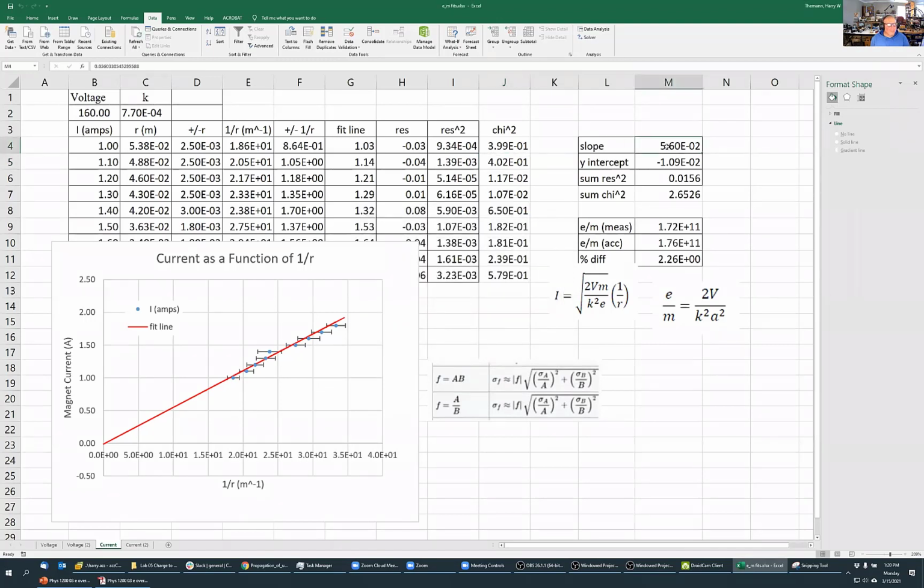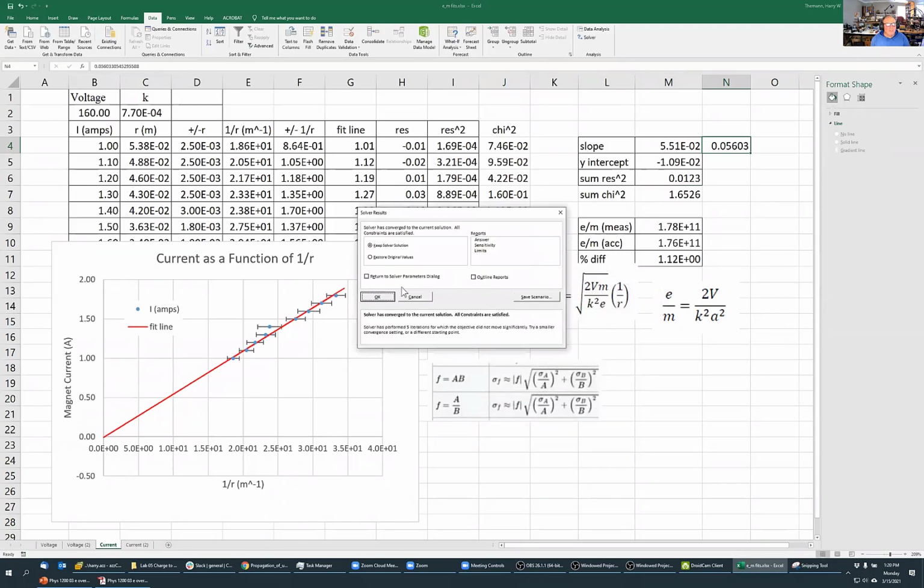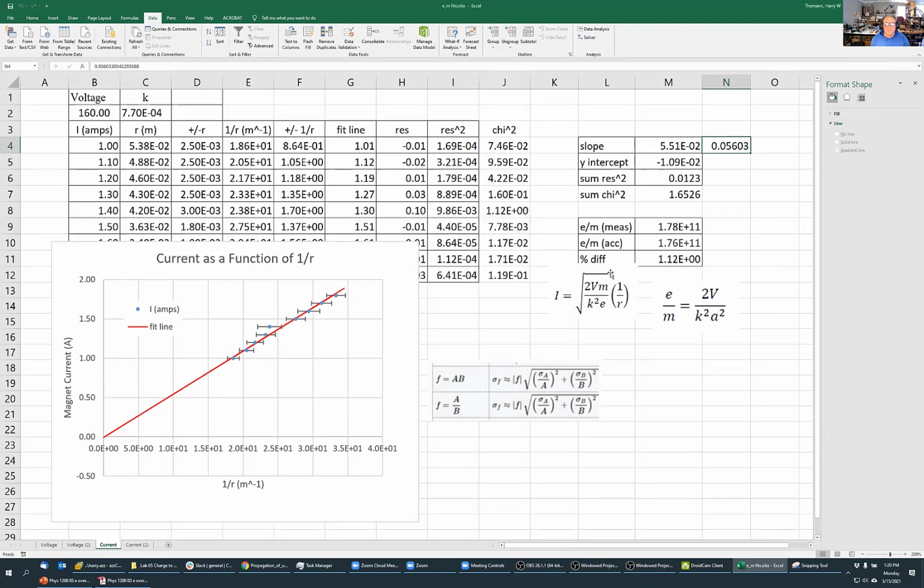I don't know if that got smaller or bigger, but I could just copy it and paste the value. And then I go back to the solver. Wow, I wonder why I could never get this to work before. So we want to minimize it. And then there's our original value. Notice here the percent error was only 1.12%.